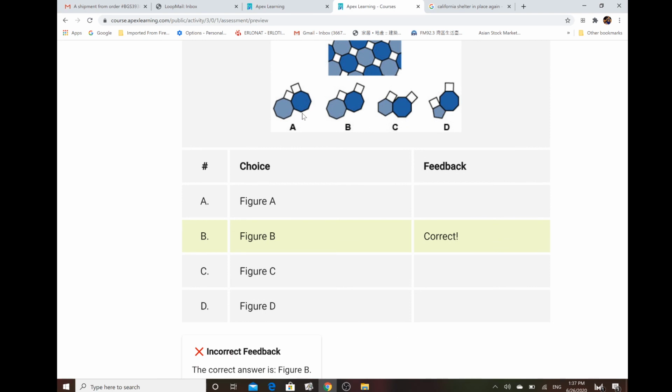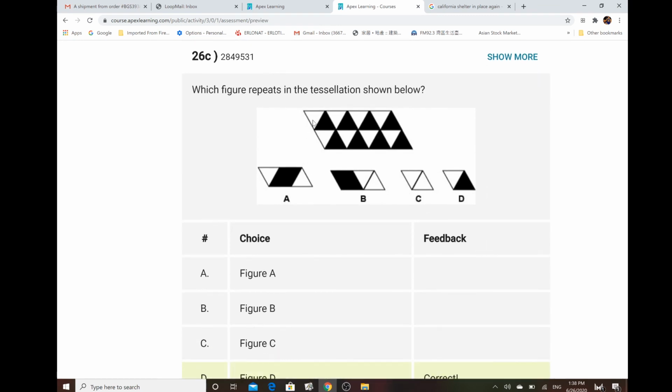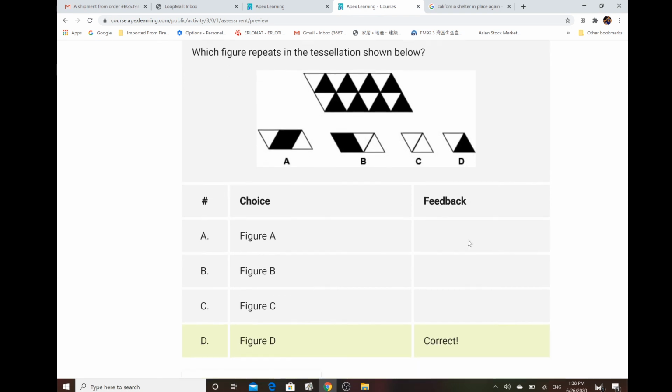The rest of these are also showing some kind of transformation, but this one's a rotation. This one is kind of like a dilation. This one is like a rotation with dilation. But the one that guarantees it's the same shape without changing any kind of pattern, that would be selection B. So here's another tessellation. We do have white, black triangles upside down, white, black triangles. So here's the one. Selection D.